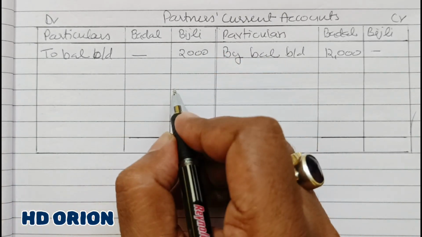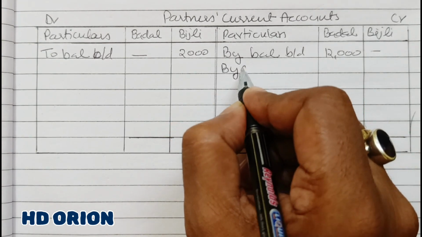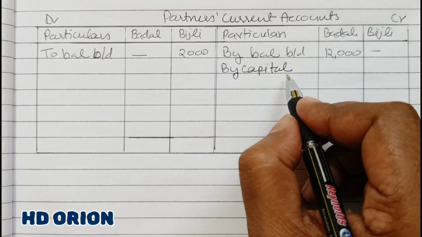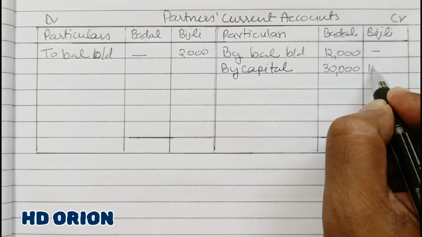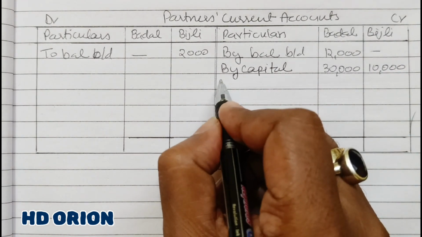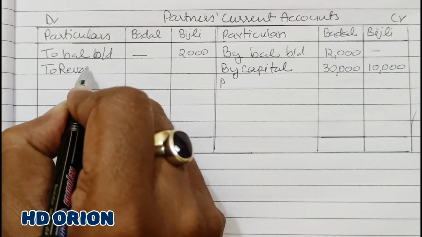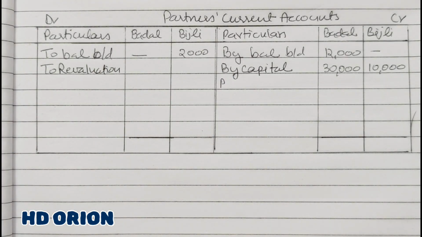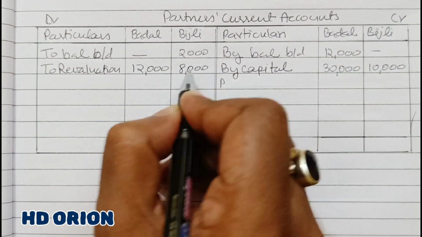Now from the partners' capital account also we will transfer the current account balances here. So by capital account, just now we have prepared the partners' capital account. In that we got credit balances, so they will be transferred to the credit of the partners' current account, that is 30,000 and rupees 10,000. Then revaluation profit or loss, there was a loss, so to revaluation. Revaluation loss was rupees 20,000, and in old ratio it means 12,000 and 8,000 rupees. We just have prepared this.